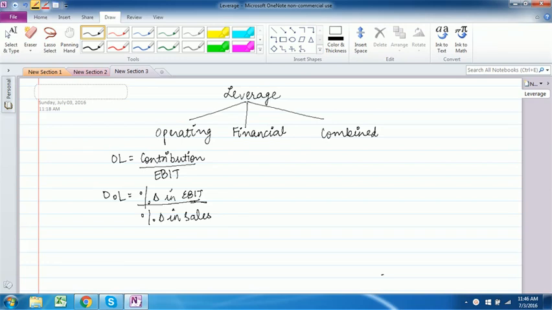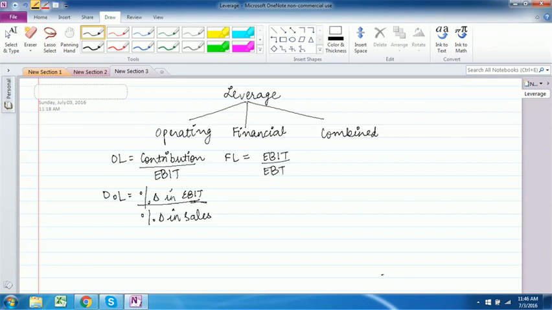Okay. Now, what is financial leverage? Financial leverage is the use of funds with fixed cost, that is use of debt, in order to increase the earning per share. Now, what is the purpose in case of operating leverage? It is an increase in EBIT, whereas in case of financial leverage, it is an increase in earning per share. So, how do you calculate financial leverage? Financial leverage is equal to earning before interest and tax divided by earning before tax.